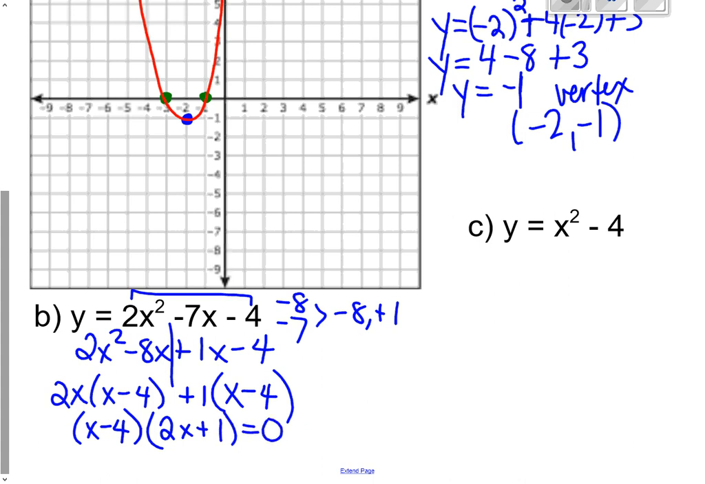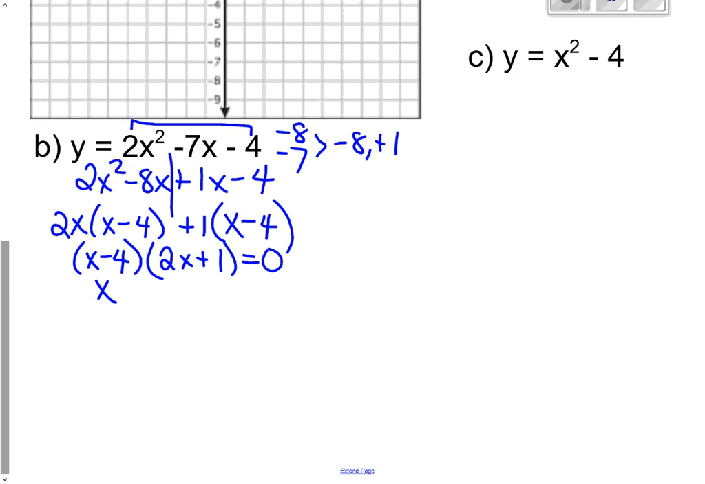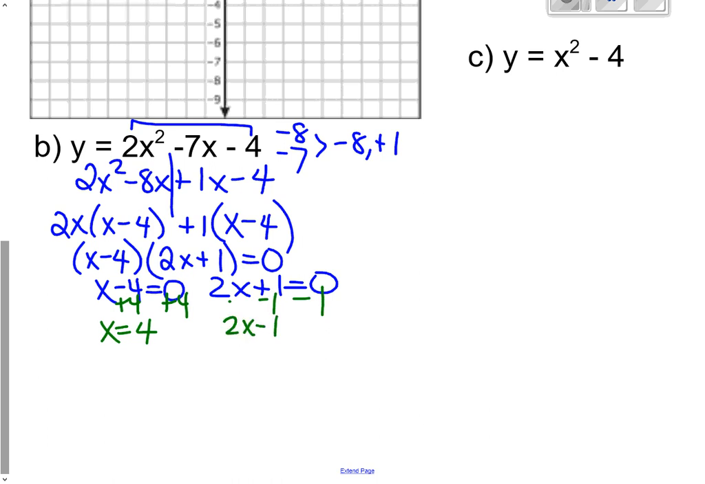And remember that equals 0. So I have x minus 4 equals 0, and 2x plus 1 equals 0. Add 4, add 4, so x equals 4. And subtract 1, so 2x equals minus 1. Sorry. Divide by 2, divide by 2. So x equals negative 1/2. All right, so 4 and negative 1/2.